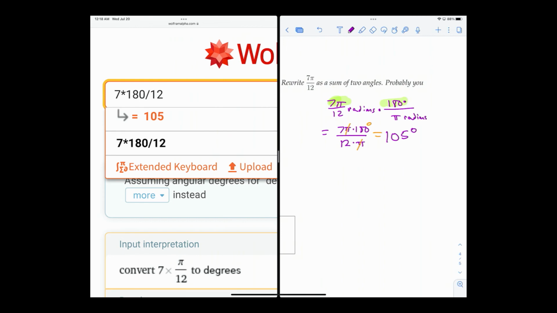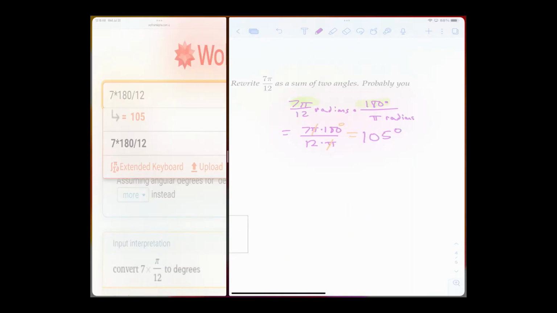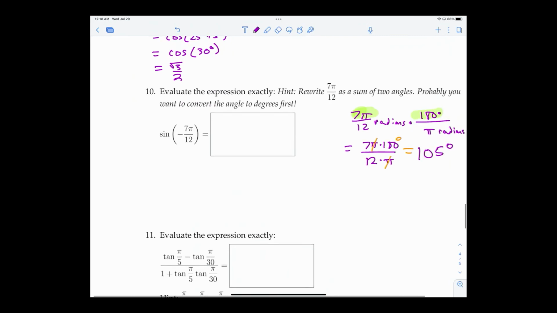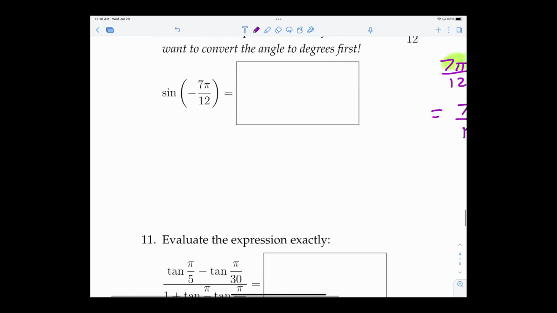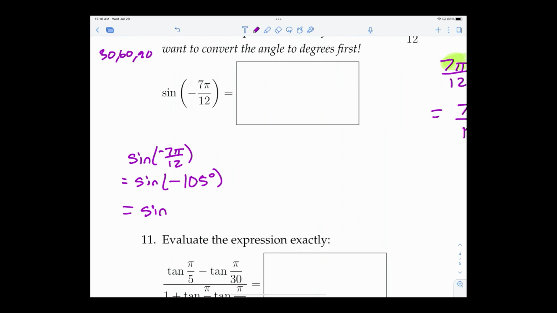Okay, now you might be thinking, okay, well, great. So it's 105 degrees. How did that help me? Well, it helps you this way, because you can say that the sine of negative 7 pi over 12, we know that that is the sine of negative 105 degrees. And when it's written as 105, you're trying to write it in terms of like 30, 60, 90, also like 45, etc. The angles that you know from the unit circle.